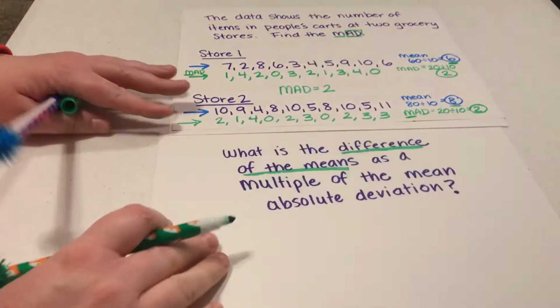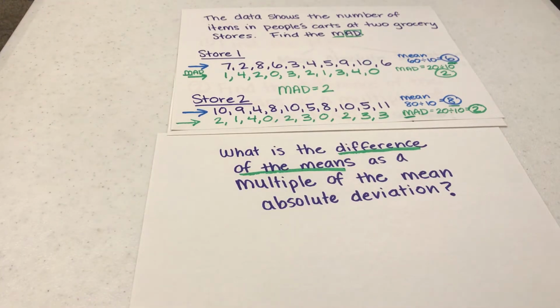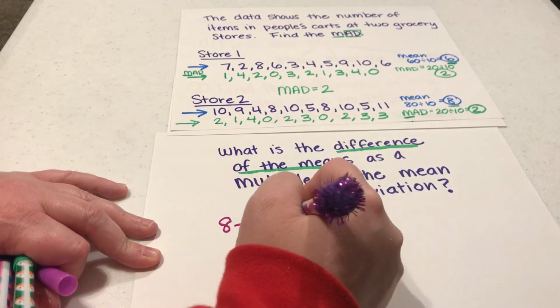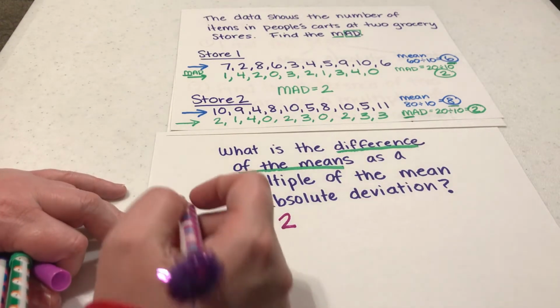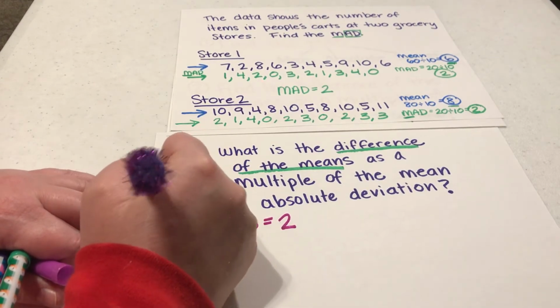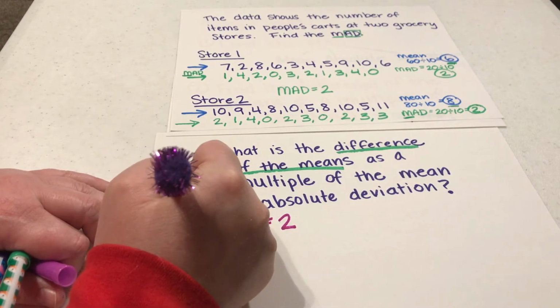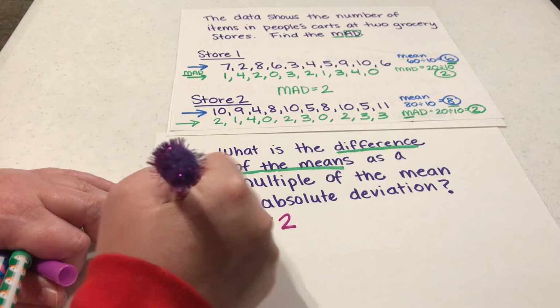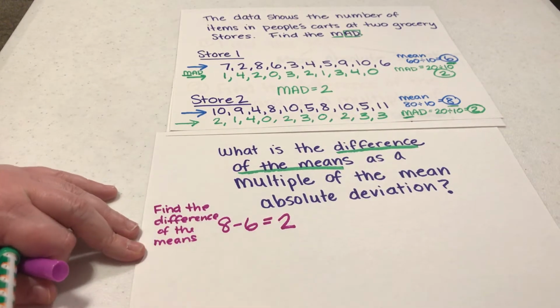My mean for this one was 6, and my mean here was 8. And so if I'm calculating the difference of the means, I'm going to do 8 minus 6, which equals 2. Okay? So my first step is going to be to find the difference of the means by doing what? Subtracting. Okay, find the difference of the means by subtracting.